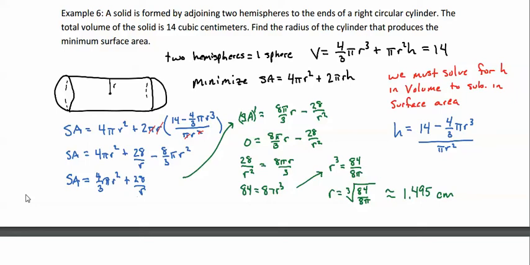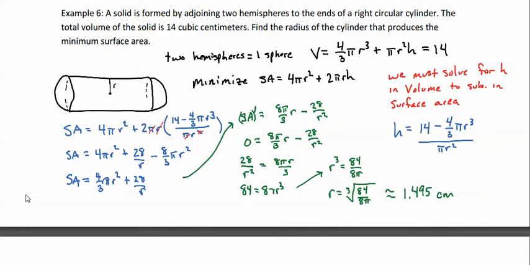So I know I'm looking at a right circular cylinder. If I don't have those formulas memorized for volume and surface area, I'll need to go look those up. In this case, my volume of the cylinder is 4/3 pi r cubed. Excuse me, that's not true. That's my volume of a sphere, 4/3 pi r cubed. And the volume of the cylinder is pi r squared h. And I know this adds up to 14.